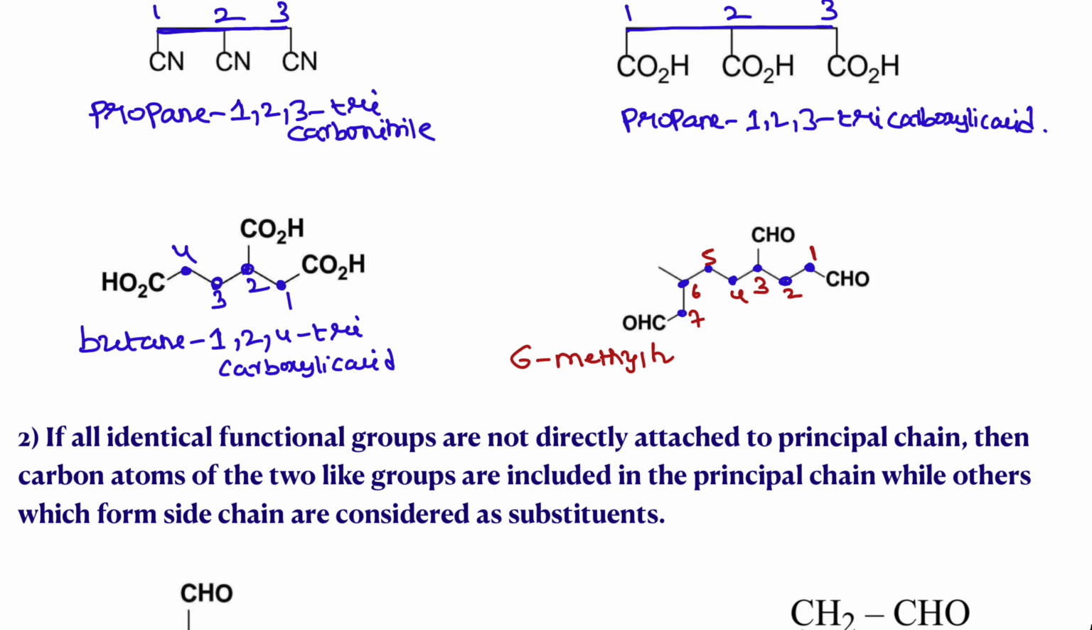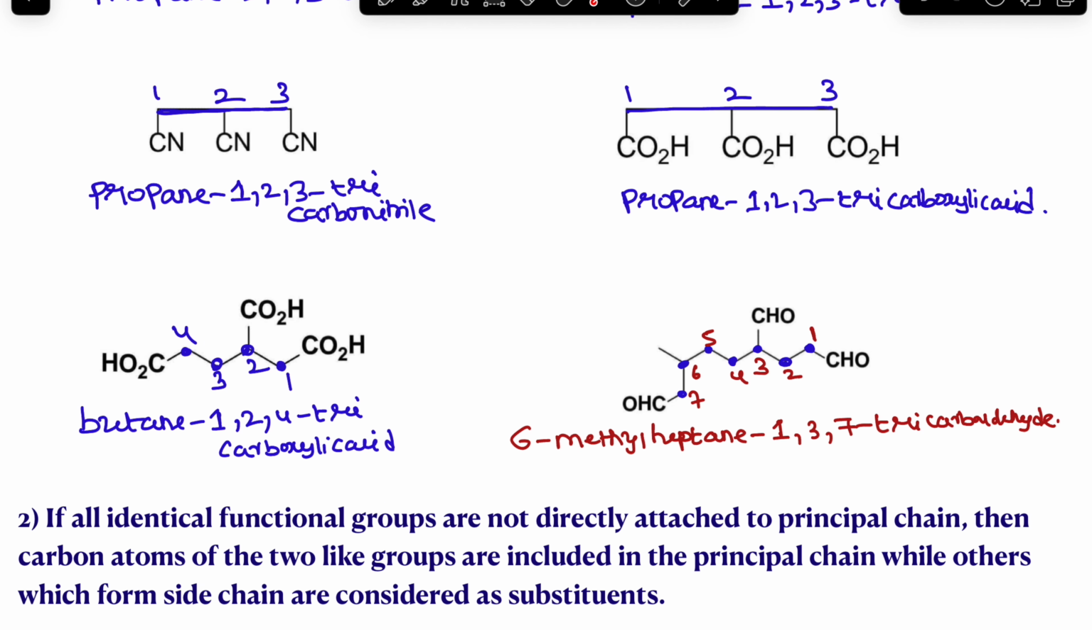after that root word hept, primary suffix ane, 3 aldehydes, special suffixes, we have to use 1,3,7-tricarbaldehyde. So here this is the first rule. More than 2 identical chain terminating functional groups, all of them directly attached to the principal carbon chain. This is the rule and these are the examples.